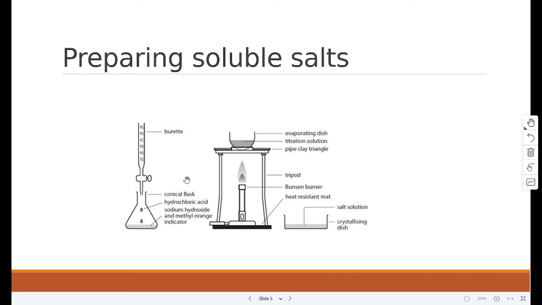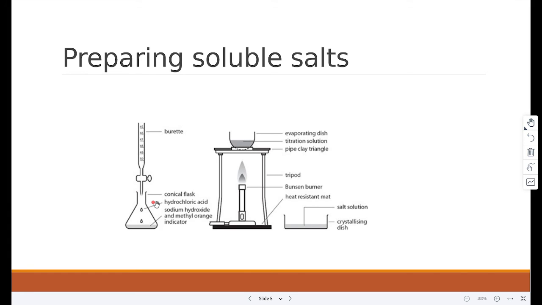Now we will add the acid very slowly right over here from the burette into the conical flask until the indicator changes to the appropriate color, the color we want. So note and record the final volume of acid in the burette and calculate the volume of acid added.